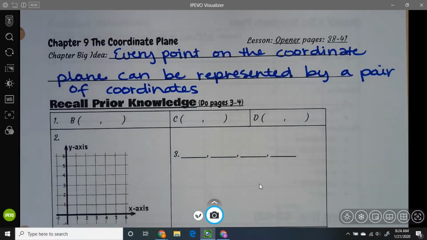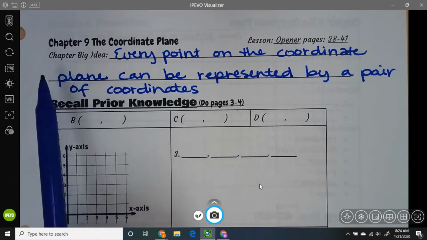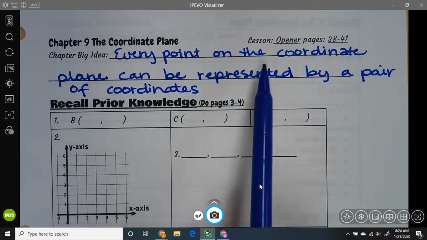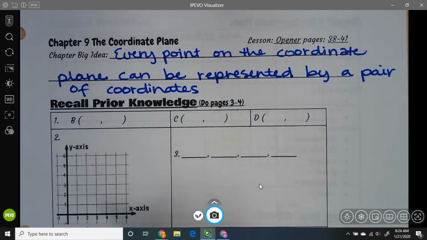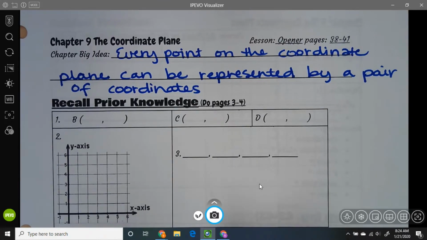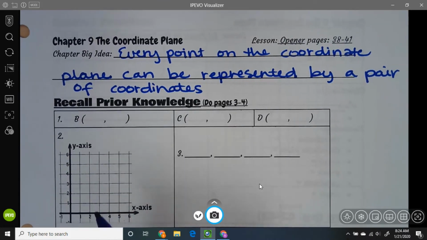Today we're starting chapter 9, which is over the coordinate plane. You can see our big idea is that every point on the coordinate plane can be represented by a pair of coordinates. That's known as plotting the points. We're going to connect those points, and you'll see that we have a grid for that. When we connect them, you might find something like A1, which you can see in your textbook, page 38, where you are starting the chapter.